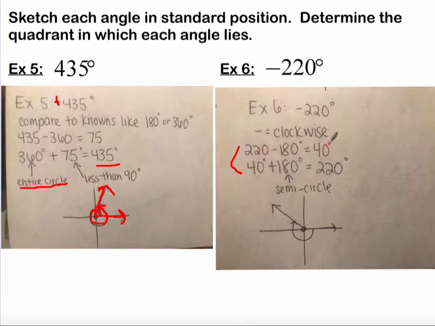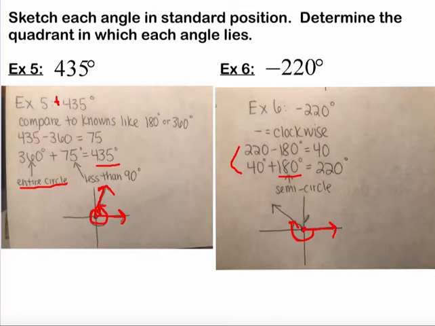So unlike example 5, I'm going to compare example 6 to 180 because 220 isn't quite as large of a number. So 220 is equal to 180 plus 40. So we're talking about a semicircle and 40 degrees further. So we've got our vertex at the origin, initial side on the positive x-axis, and we're going clockwise 180 degrees, and then 40 degrees further, so a little less than 45, which would be halfway into that quadrant.